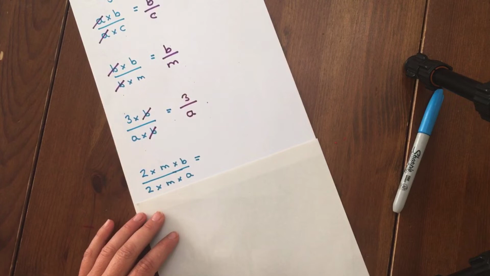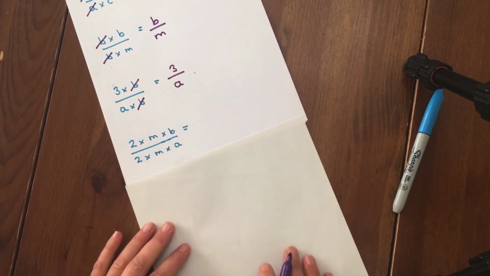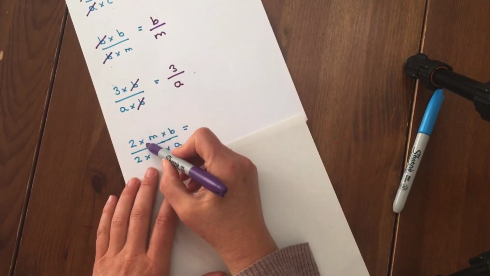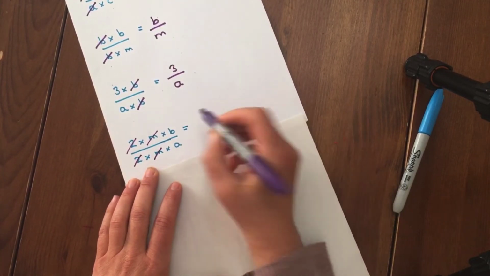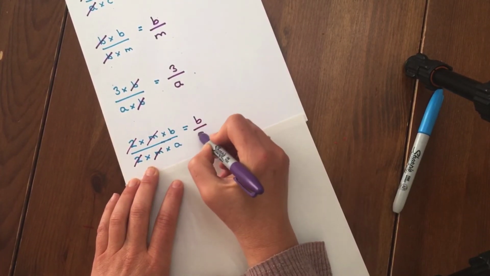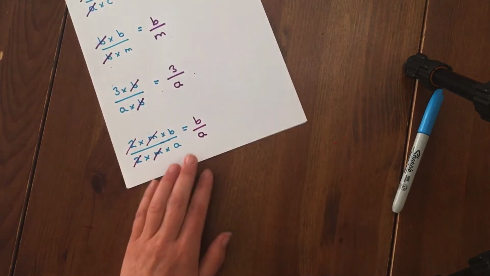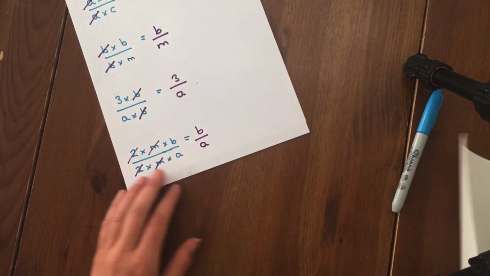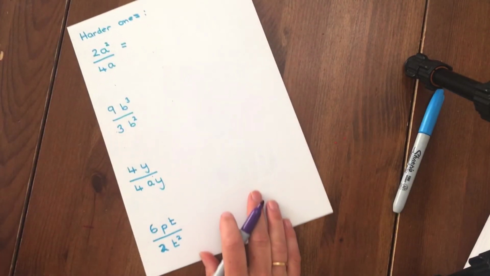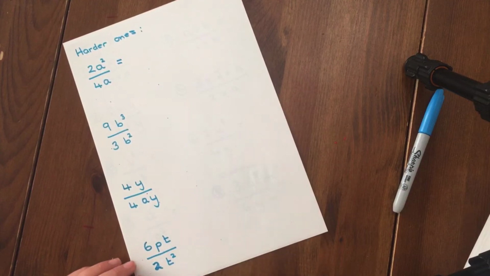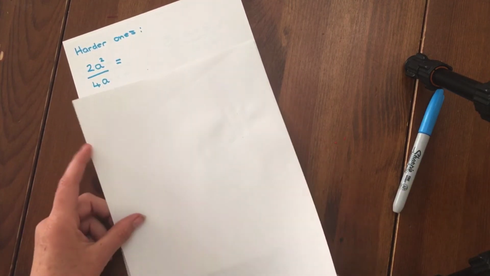Okay, even harder still. What can I cancel? Top and bottom, M and M. And I can cancel my numbers. So I'm left with B on the top and A on the bottom. So getting really tricky now. Well done, keep with me. And now we're going to have a go at some even harder questions. And this is the last part of my teaching now.